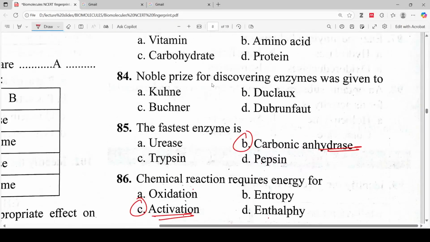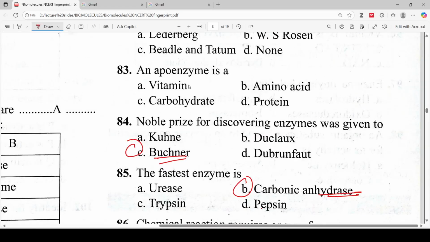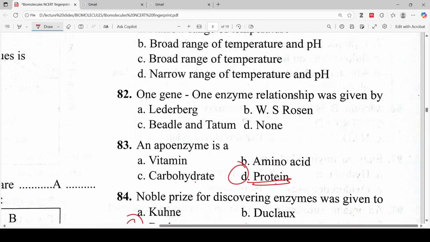Next question. Nobel Prize for discovering enzyme was given to Buchner. Buchner was given a Nobel Prize for the discovery of the enzyme. An apoenzyme is a vitamin, carbohydrate, amino acid, or protein. So the correct answer for this question is option D, protein. Next question. One gene, one enzyme relationship was given by Beadle and Tatum, Lederberg. So the correct answer is Beadle and Tatum. So one gene, one enzyme.